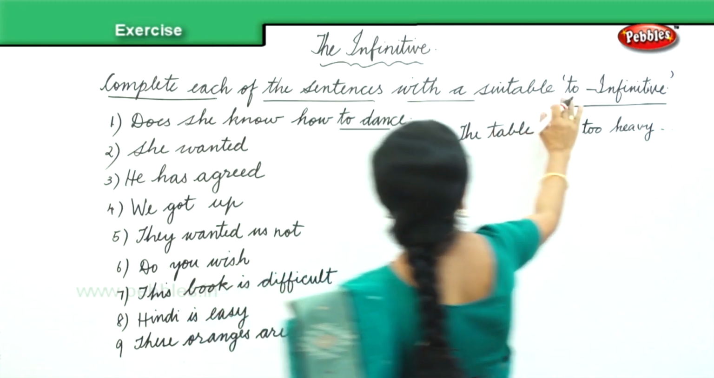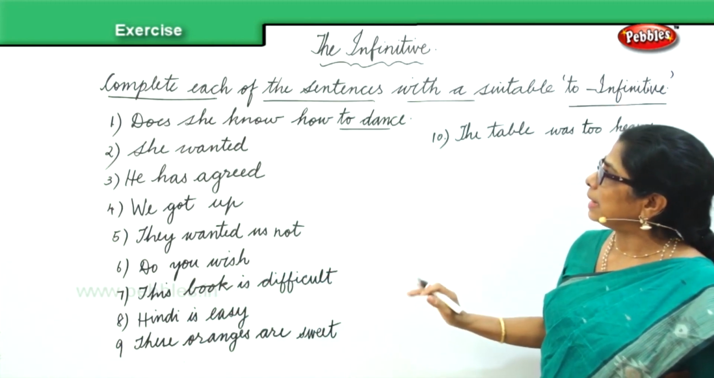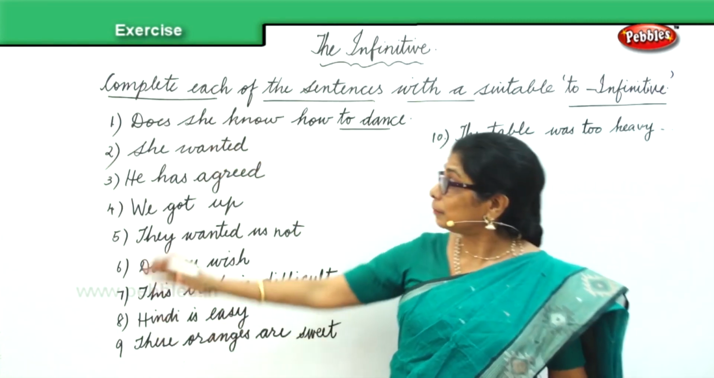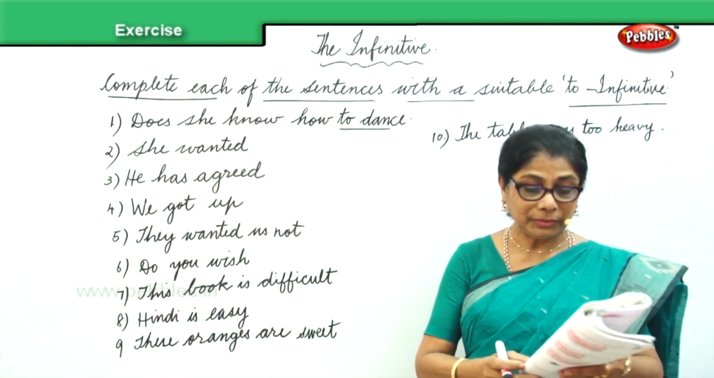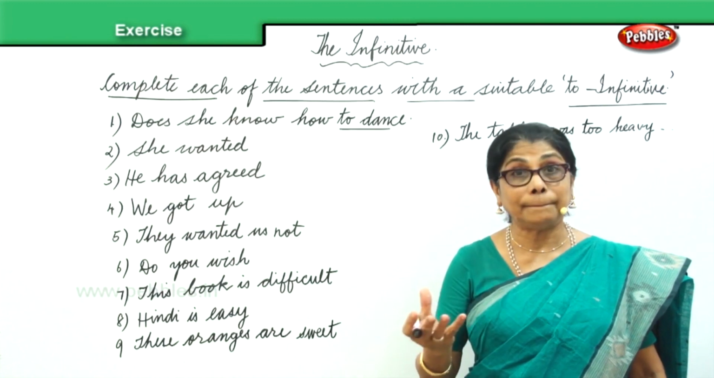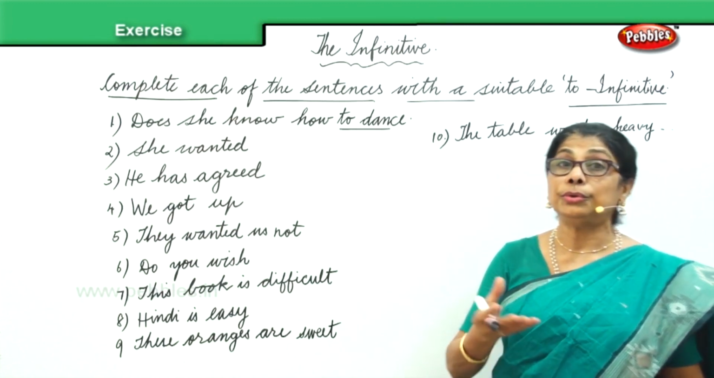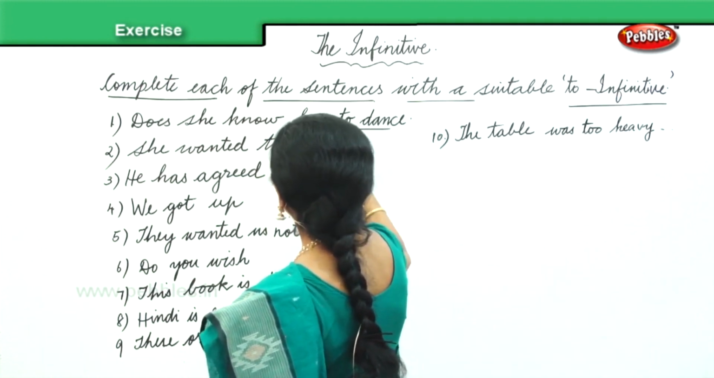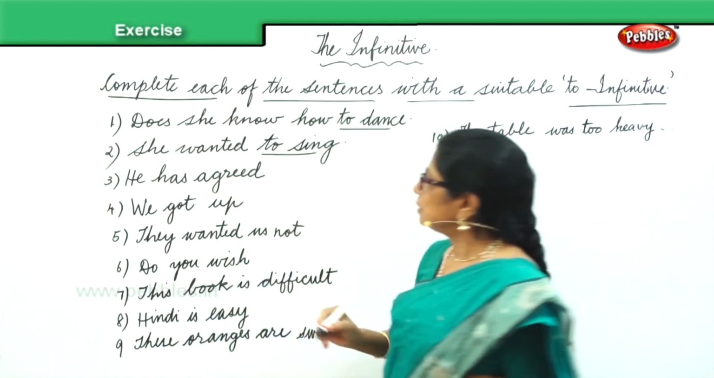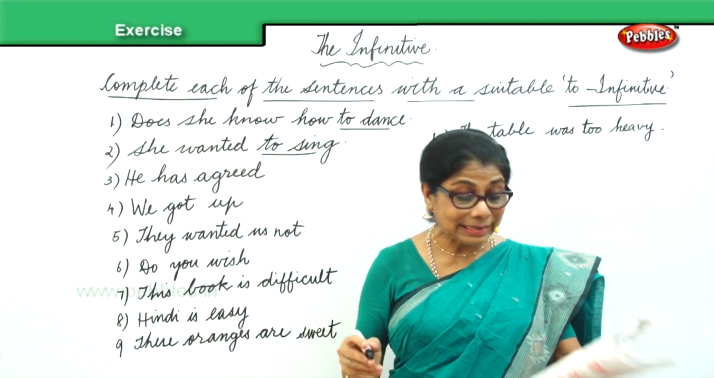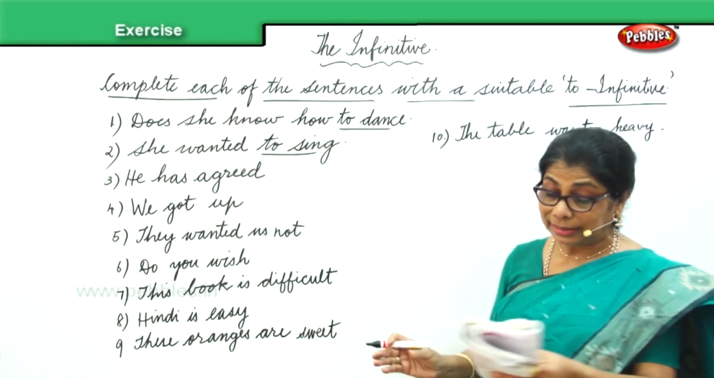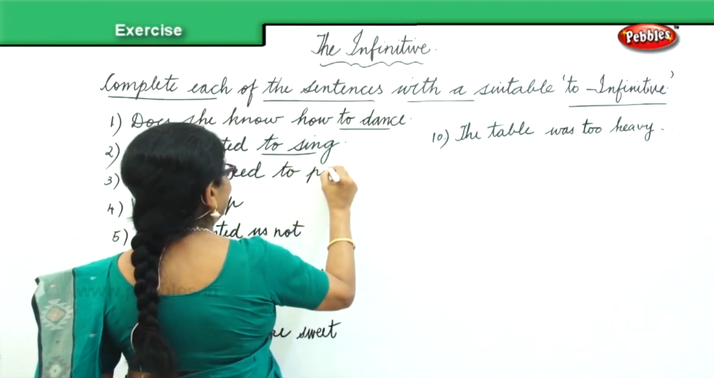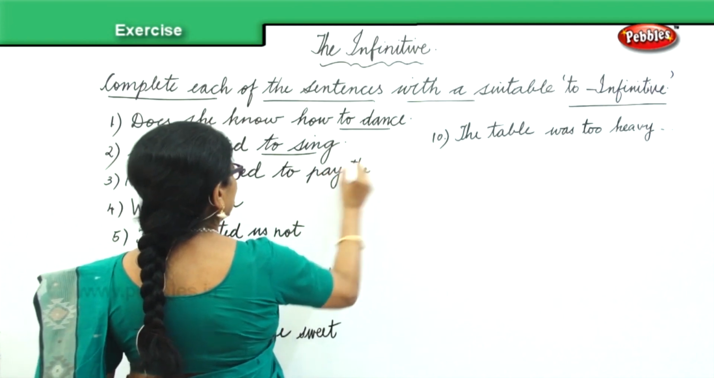So we have used to infinitive. So now we have the complete infinitive sentence here. Does she know how to dance? She wanted. She wanted to come, or she wanted to sing, or she wanted to cook. She wanted to sing. We use the infinitive. He has agreed. He has agreed to pay the fine. To pay.